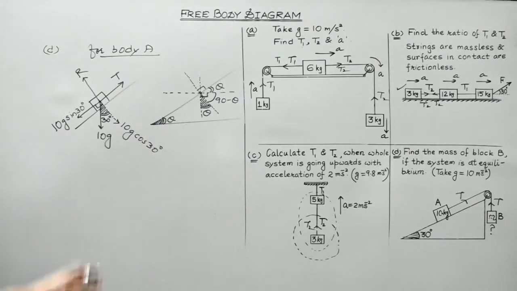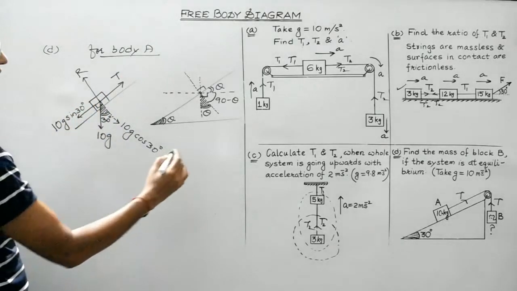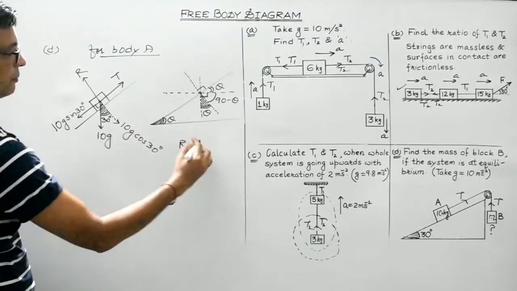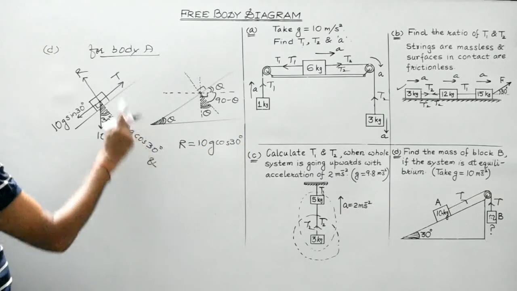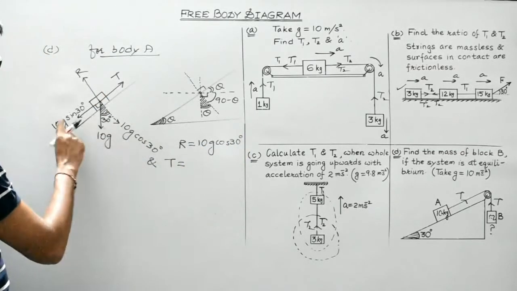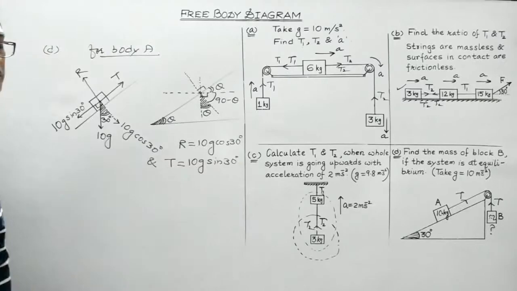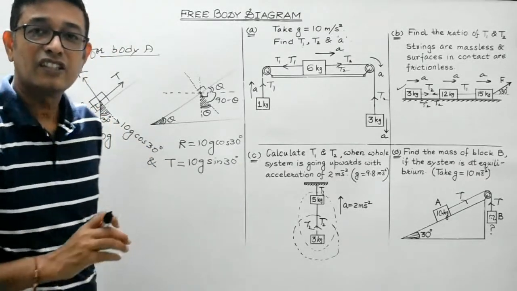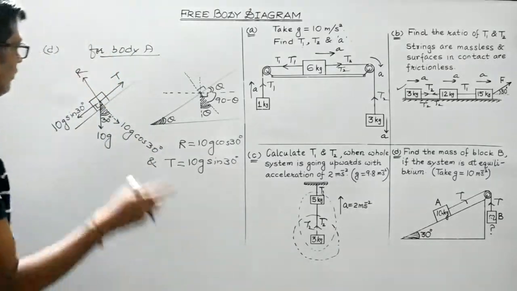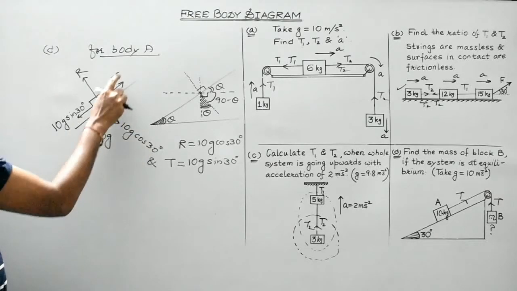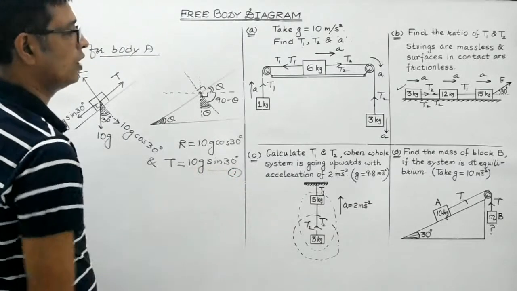Okay. So let's construct the equation then. The body is at equilibrium. So what it means is this reaction should get balanced by 10g cos 30, isn't it? And this tension T should get balanced by 10g sin 30. Equilibrium means the body is under the influence of balanced forces. No net force must be acting on the body. It is possible only when R is nullified by 10g cos 30 and T is nullified by 10g sin 30. Clear, students? So put this as equation number 1.